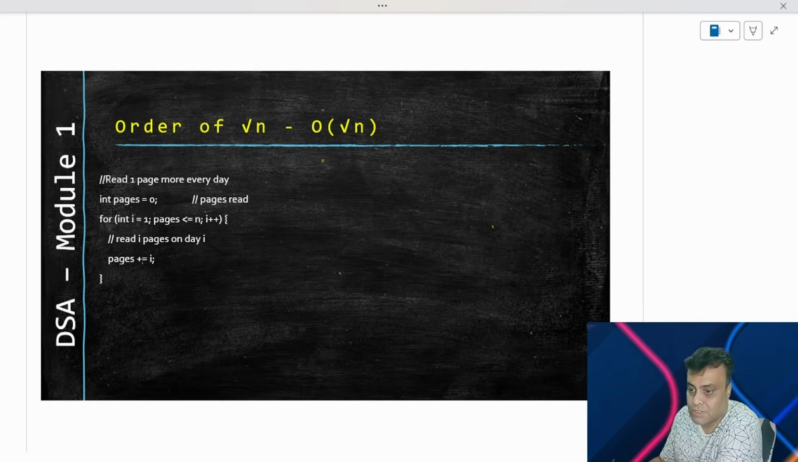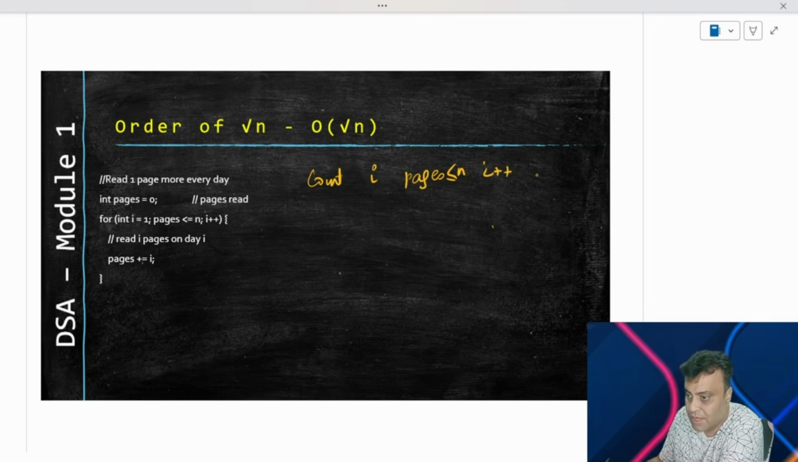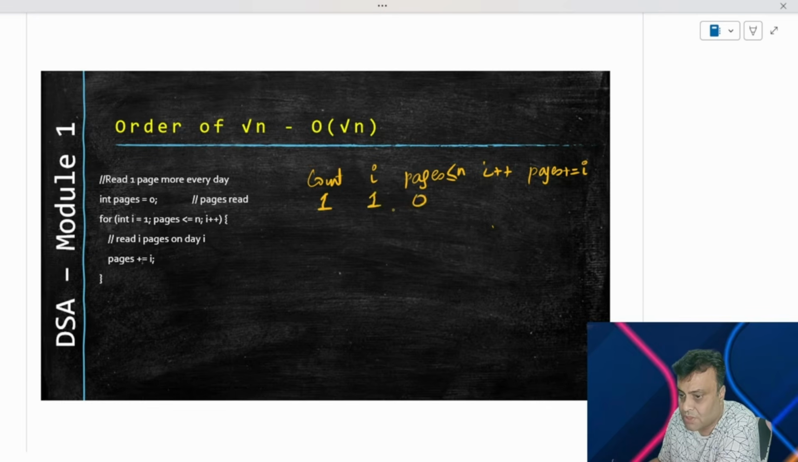So what do we have here? Let us do a count again. Let us do I. Let us do pages less than equal to n. Let us do I plus plus, and let us do pages plus equal to I from a dry run perspective. So let's say I'm entering first. My I's value is 1. Pages value is 0. So 0 is less than equal to n.